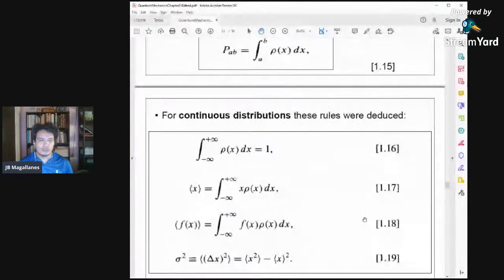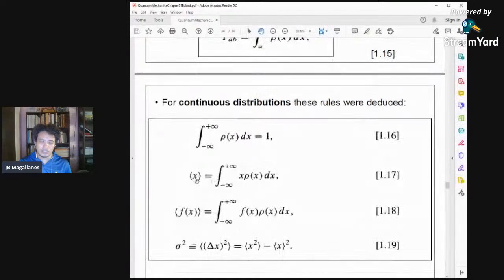For continuous distributions, we have deduced these rules. The integral of the probability density dx taken from negative infinity to positive infinity is equal to 1. It's always equal to 1. And the expectation value of x is the integral from negative infinity to positive infinity of x times the probability density times dx.